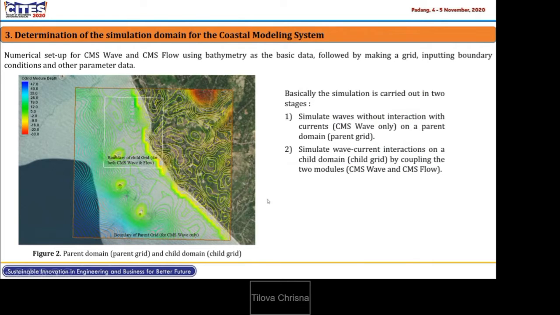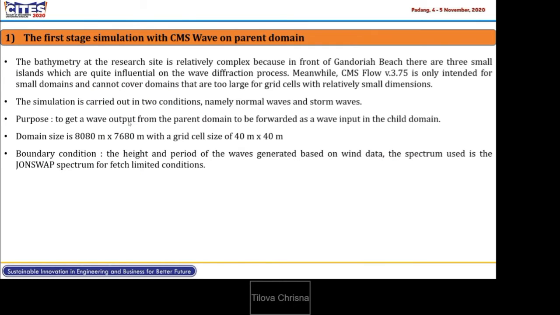Figure 2 is the parent domain and child domain. Basically, the simulation is carried out in two stages. The first is to simulate waves without interaction with currents, or CMS wave only, on the parent domain. And the second is to simulate with current interaction on a child domain by coupling the two modules, CMS wave and CMS flow. The first stage simulation with CMS wave on parent domain.